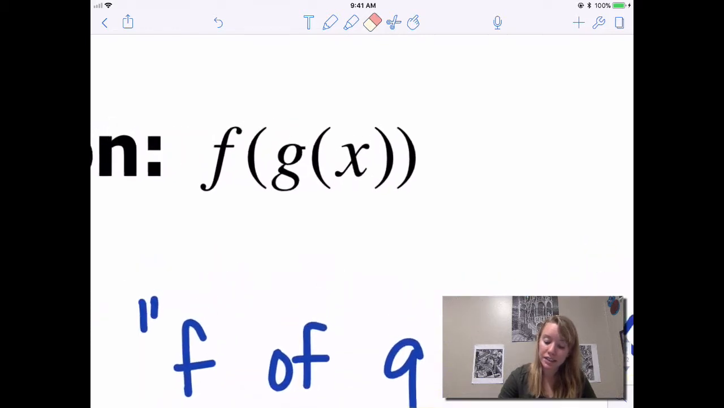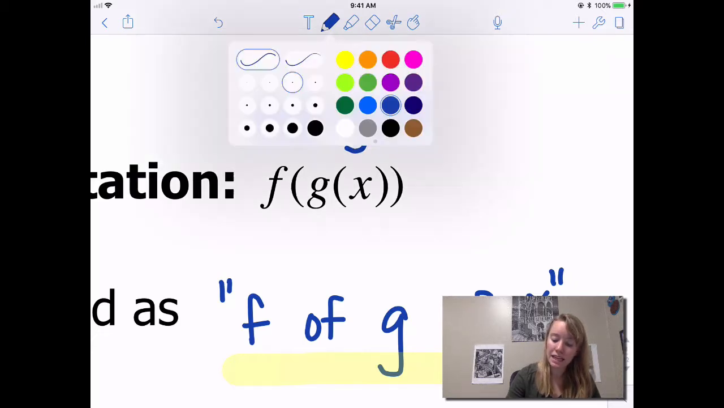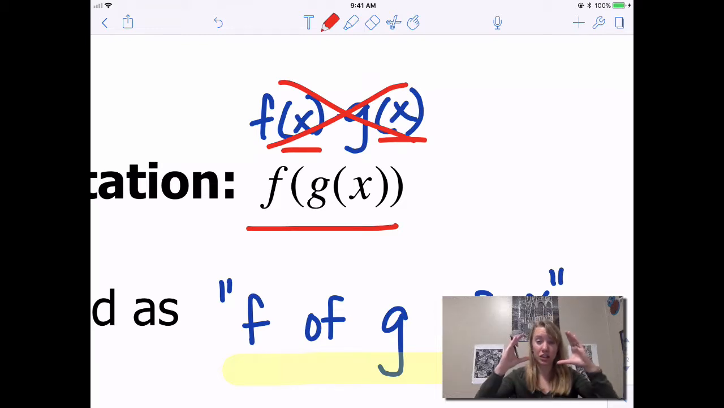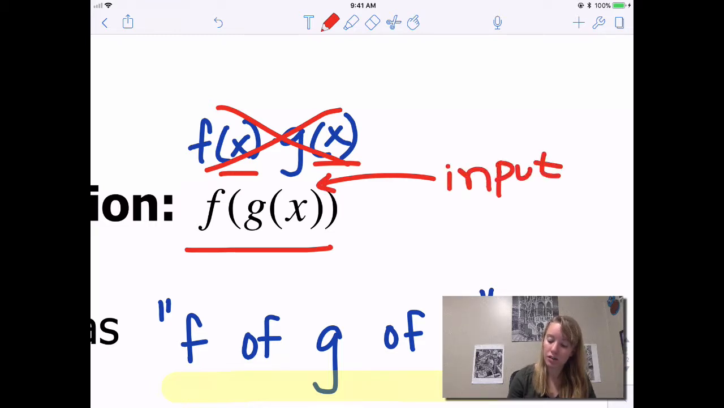What you'll notice is this maybe looks a little bit like multiplication, like f of x times g of x, but that is not what it is. Notice that this has x written twice. Here, it's written only once. So I have f, and then g is inside of x. What's happening here is that g of x is actually the input for f. So we're kind of like taking one function and plugging it into a new function.